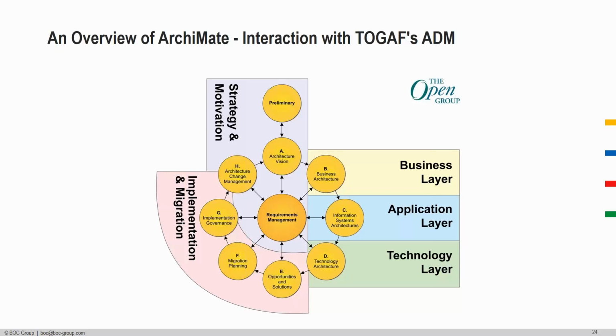And the color-coded artifacts also relate to each phase of the ADM, so from the strategy and motivation through each layer of business, application and technology, right through to the implementation and migration. They're both now controlled by the Open Group. So there's a good fit between the ArchiMate language and TOGAF's ADM cycle.